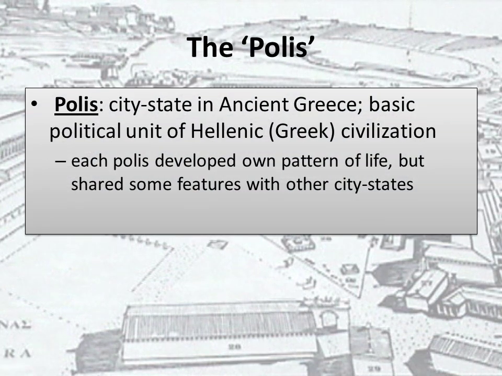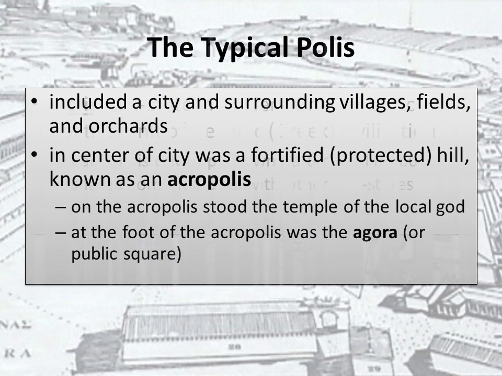The polis is the basis of life in ancient Greece. Polis is a city-state in ancient Greece, and it's the basic political unit of Hellenic or Greek civilization. Each polis developed its own pattern of life, but they also shared some features with other city-states in ancient Greece. The typical polis basically included a city, the surrounding villages, fields, and orchards.